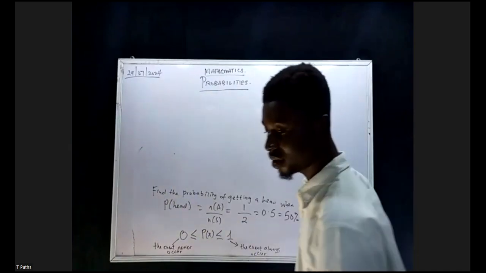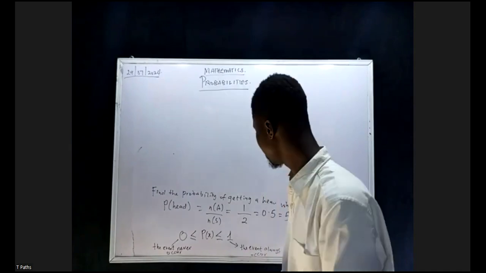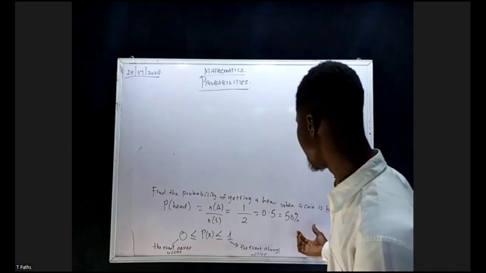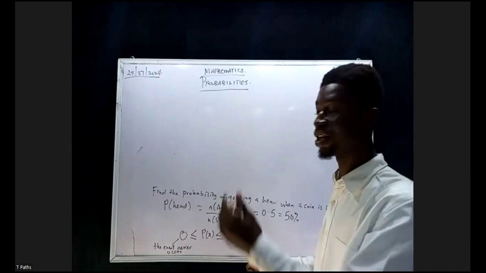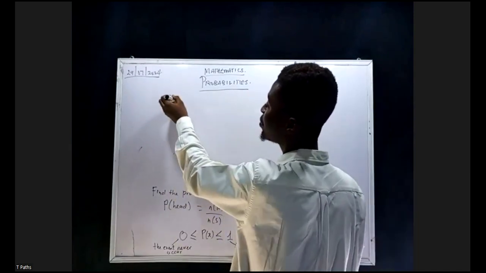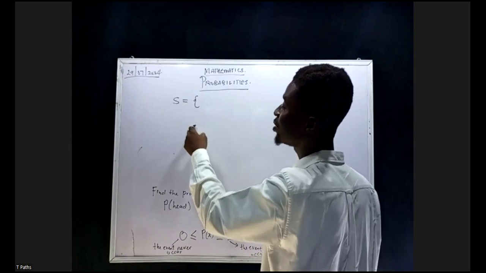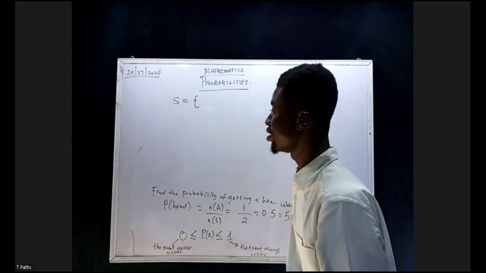So now, let's assume I tossed 2 coins. Now, the sample space for 2 coins will be what? This is where the tree diagram comes in. What is the meaning of tree diagram?